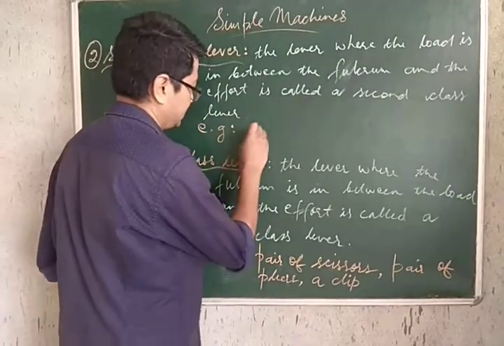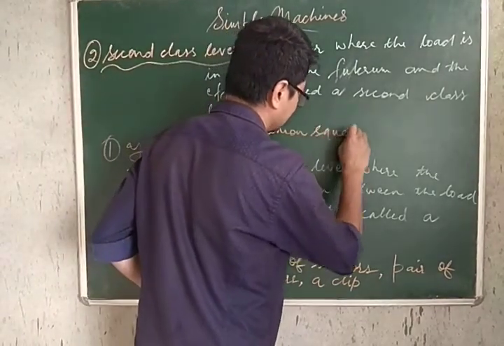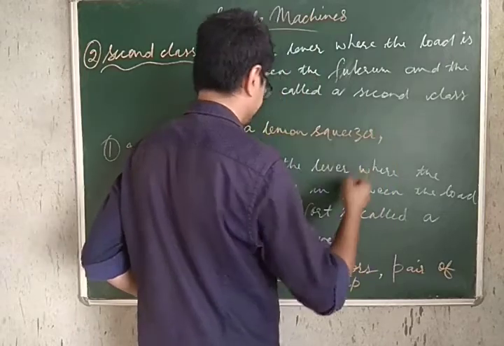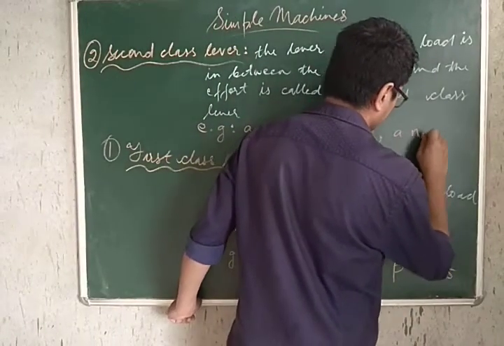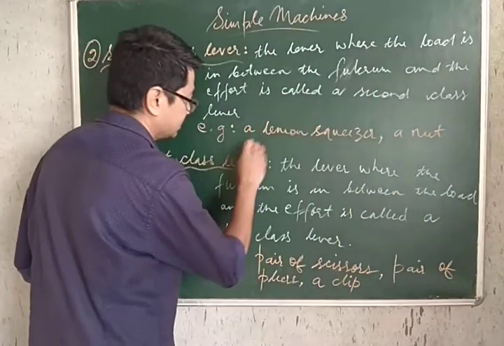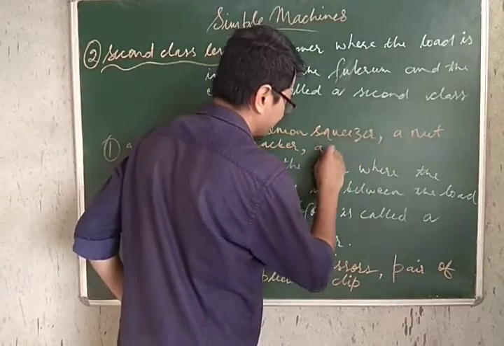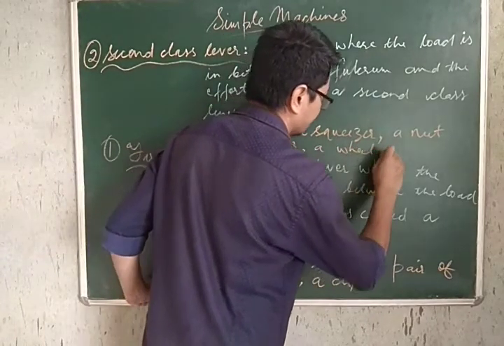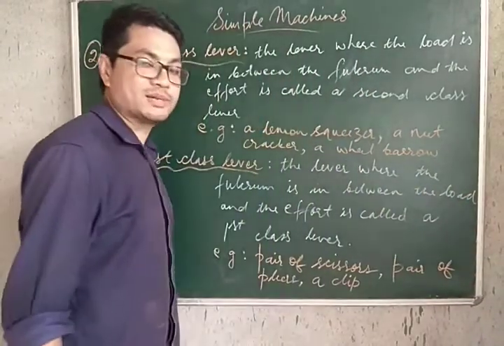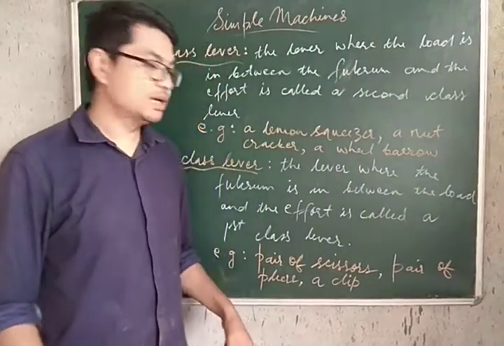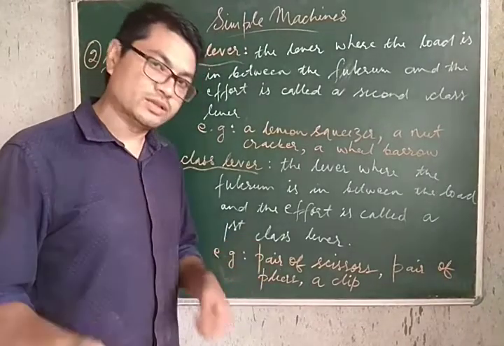Example: a lemon squeezer, what is that thing called? Yeah, a nut cracker, also a wheelbarrow. You can check for the example of wheelbarrow in the book, the picture. It's kind of a trolley. You have it in the school also.